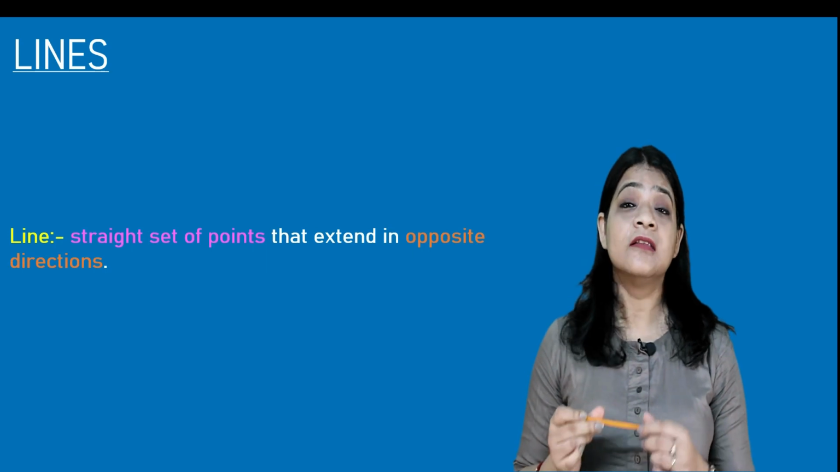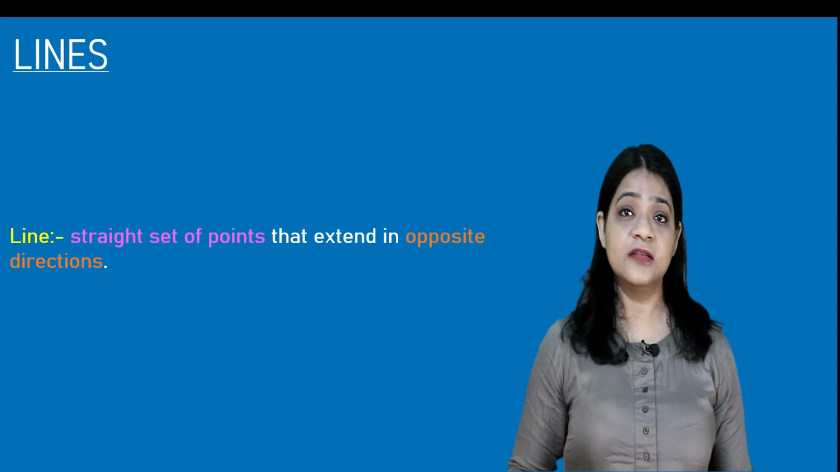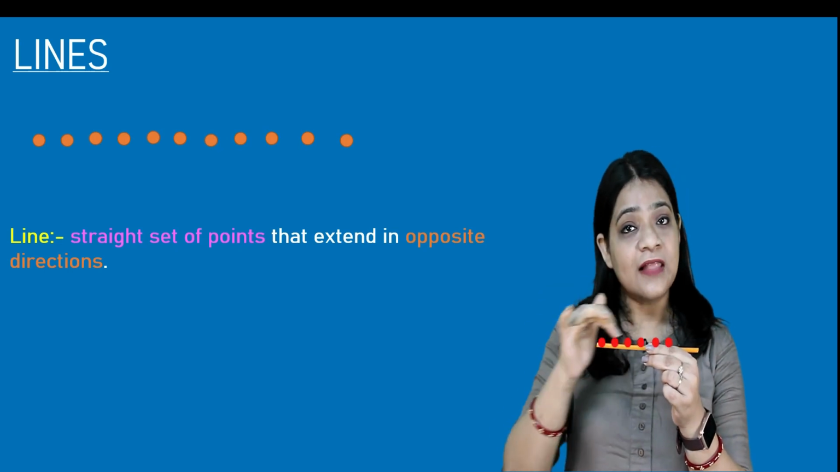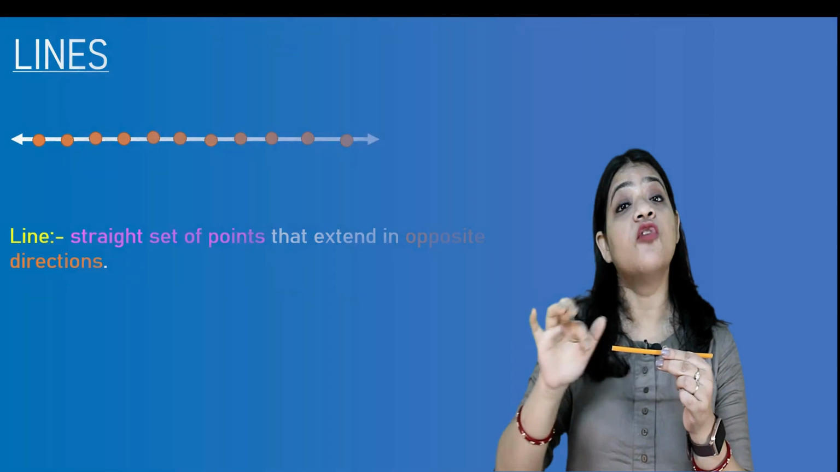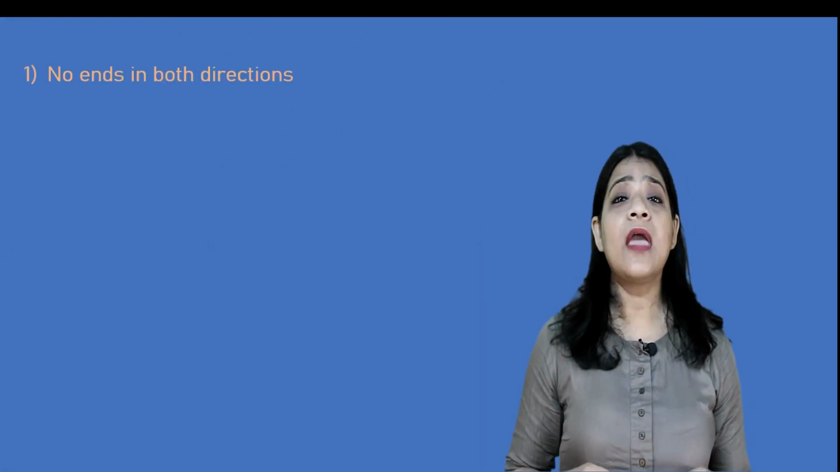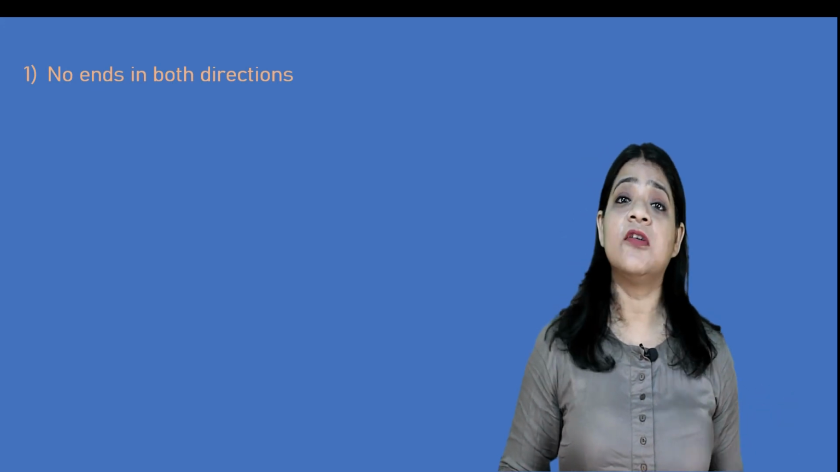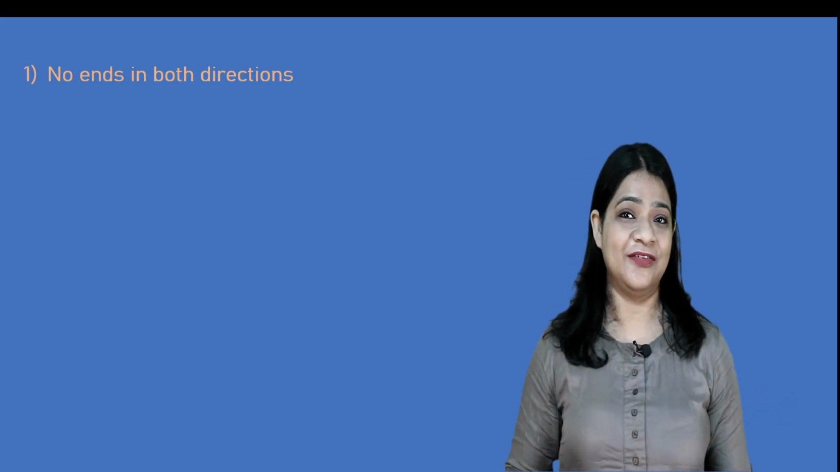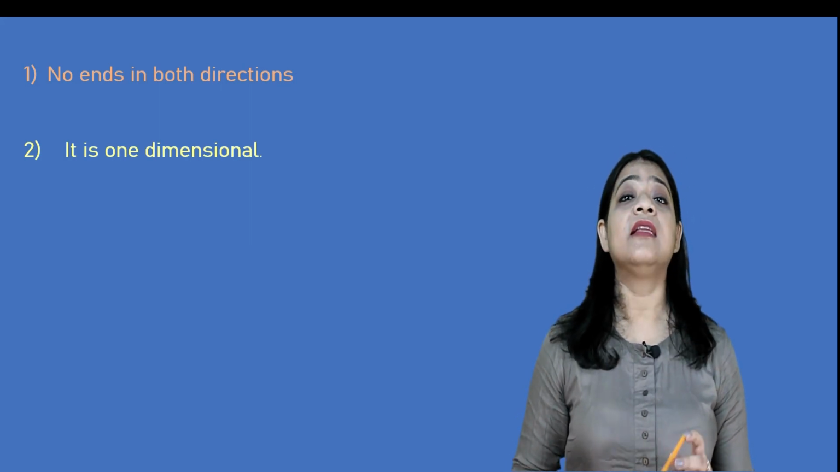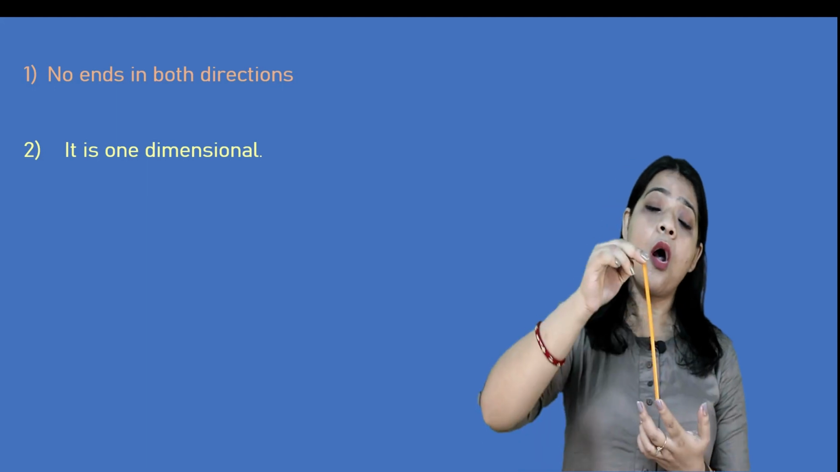The first thing that comes to mind is: what is a line? A line is a set of points lying in a straight plane. Suppose some points are lying in a straight plane, and if you join these points, you get a line. A line has no ending. You can extend it indefinitely towards the left or indefinitely towards the right. It is one dimensional. A line can be a horizontal line, a vertical line or an oblique line.